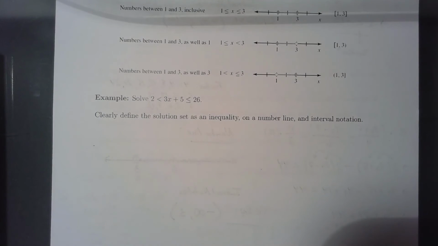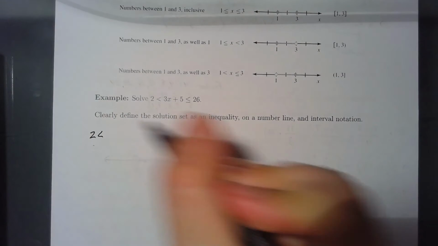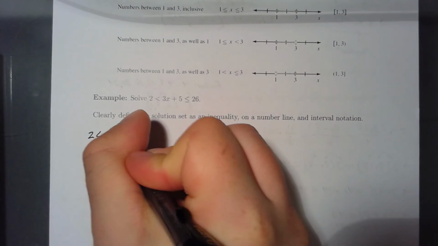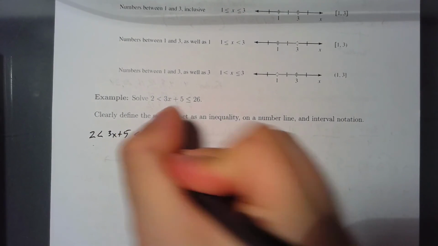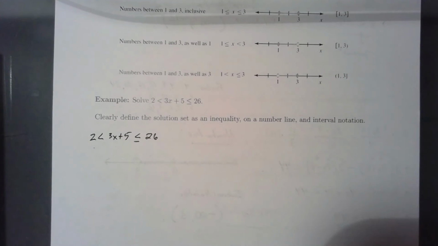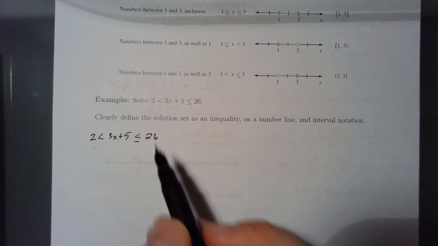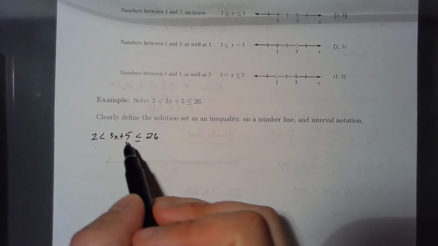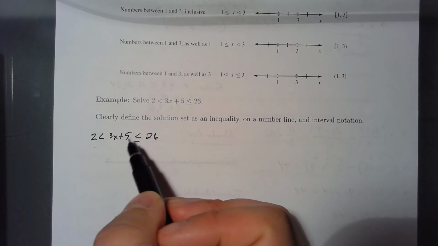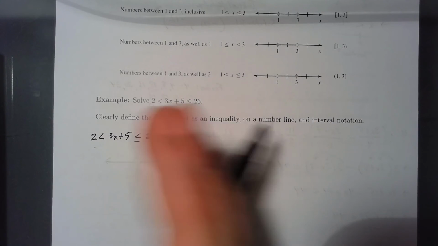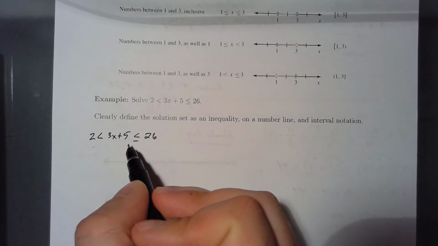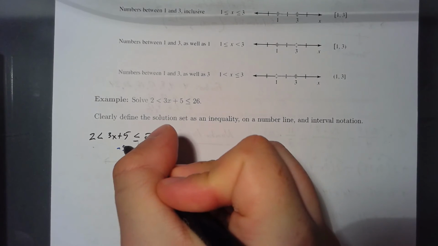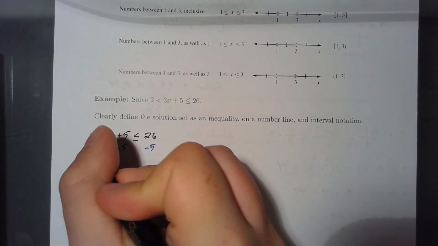So 2 is less than 3x plus 5, less than or equal to 26. So when you're solving this for x, what you would normally do to both sides, all you're doing is doing it to all 3 sides. That's it. So subtract 5 from all 3 sides.